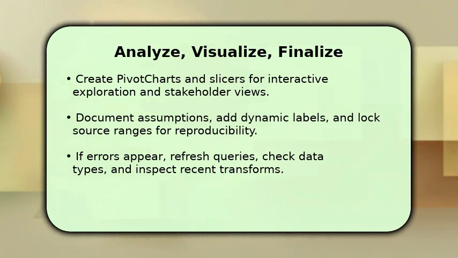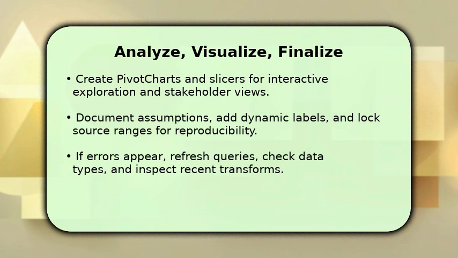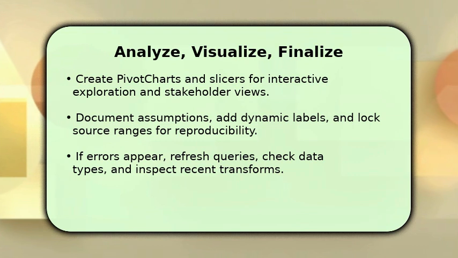Save a version with queries disabled for safe sharing, and document assumptions so viewers understand limitations. If something breaks, refresh queries, verify column types, and step through recent Power Query transforms to isolate the issue. This troubleshooting path restores trust in your results.